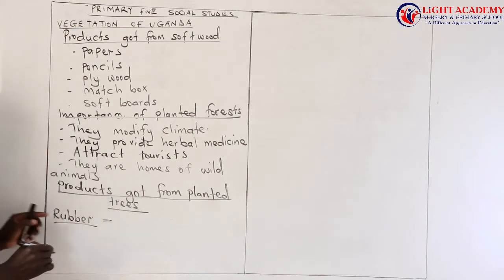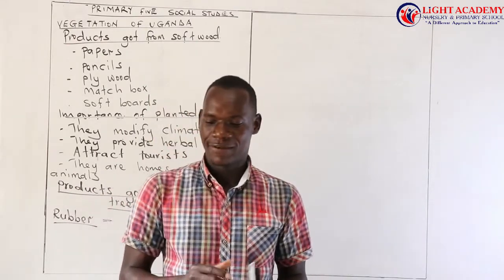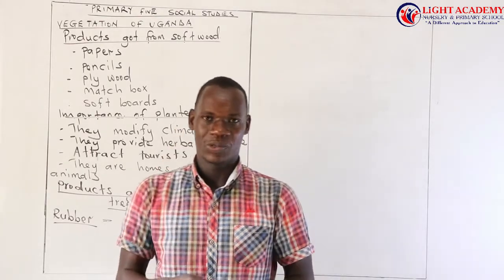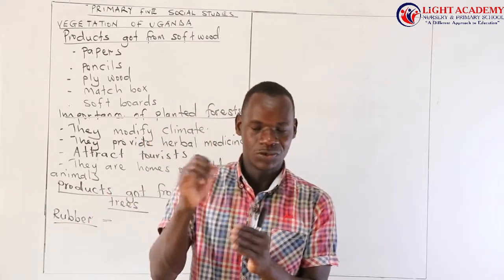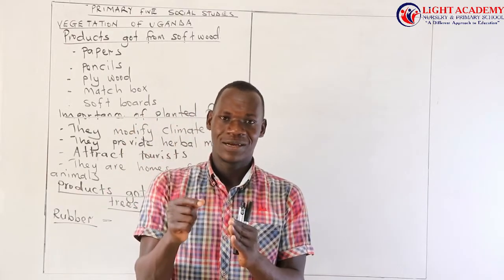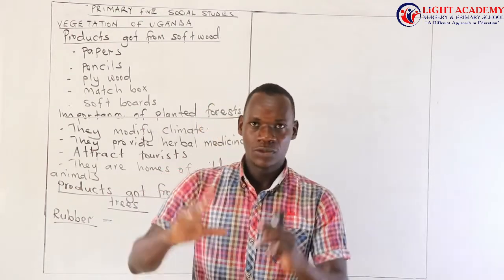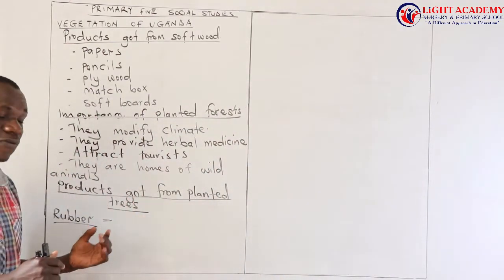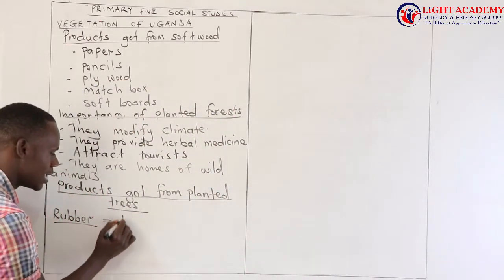But what products do we get from these rubber trees? We might not have them in Uganda, but if you have data, you might Google, or go to Play Store, and search for rubber. You look for this on your smartphones and you see these trees. From rubber, we get a product called latex.